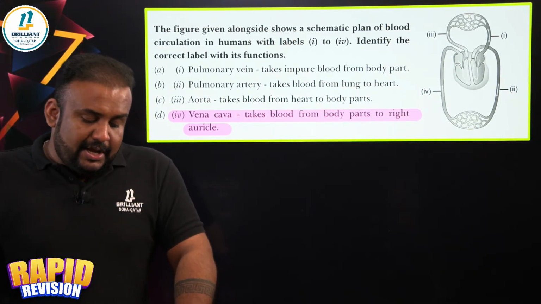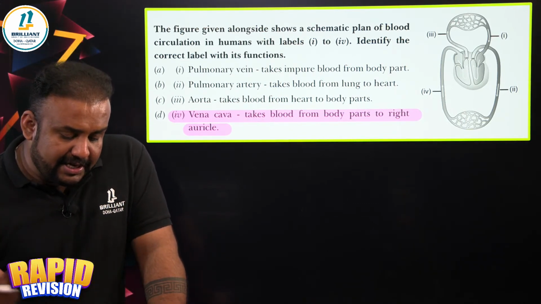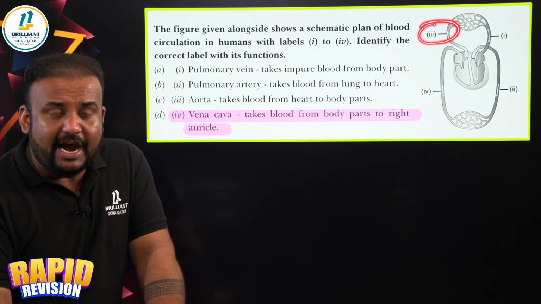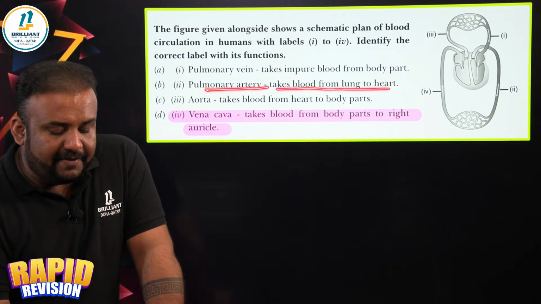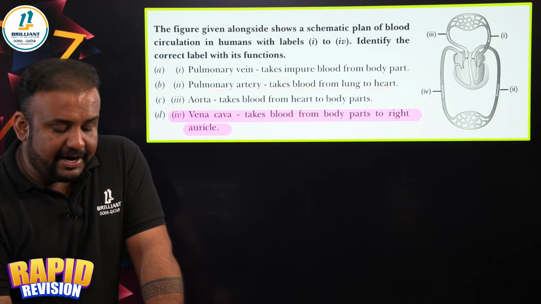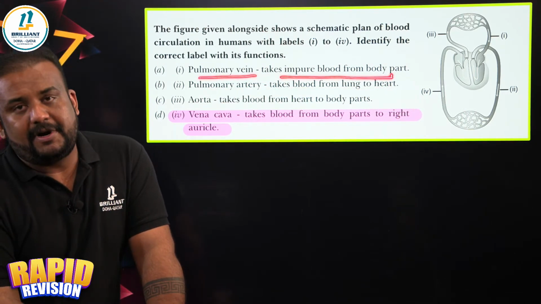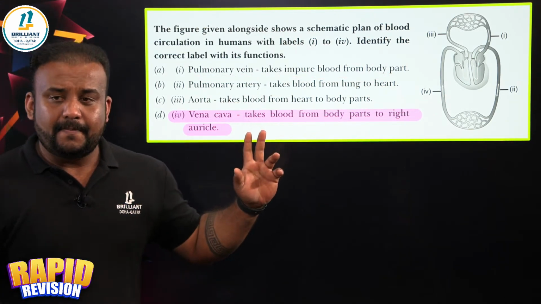That is correct. See, look at the other statements. Aorta takes blood from the heart to body parts. The third one they are saying is not the aorta, it is the pulmonary artery. Then the second one they said the pulmonary artery takes blood from lung to heart. No. From heart to lungs is where the pulmonary artery takes, isn't it? And then pulmonary vein takes impure blood from body parts. That's also wrong. So D is the right choice. Clear for all?